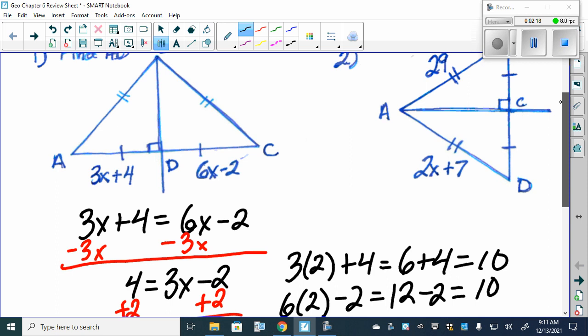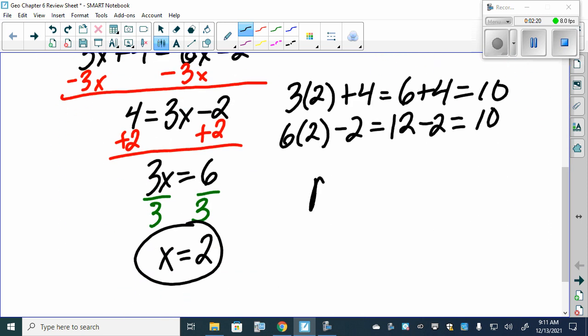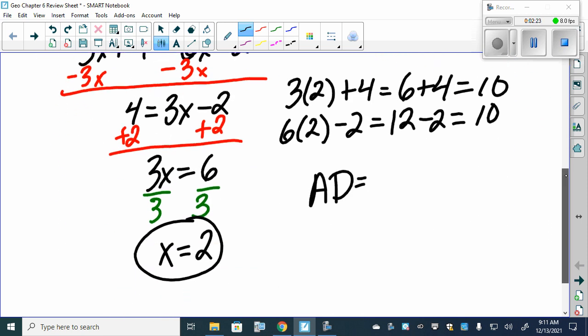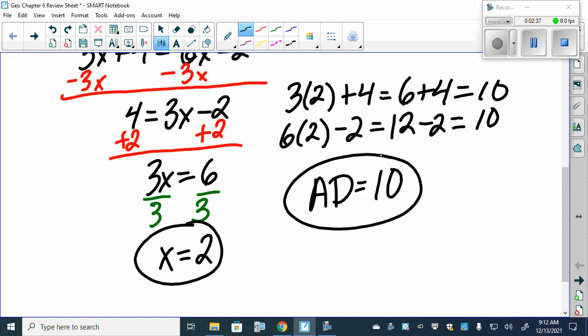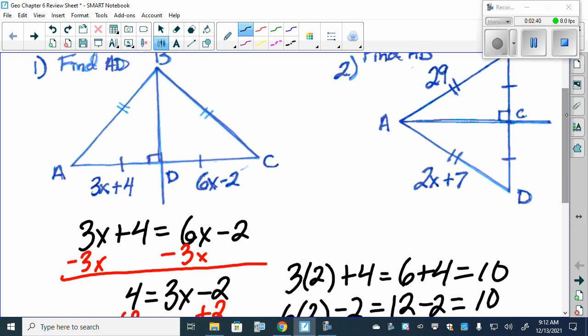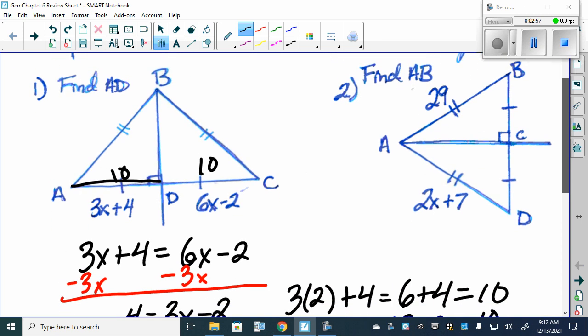So the indicated length that they were looking for, AD, is equal to, well, AD is just going to be 10. And you do need to make sure which segment they're asking for, because both of these here worked out to be 10, and the distance from A to D is 10. It's asking for that part and not, say, AC, the whole length. So it'd be good to just make sure which part it's asking for. Any other questions on number 1?